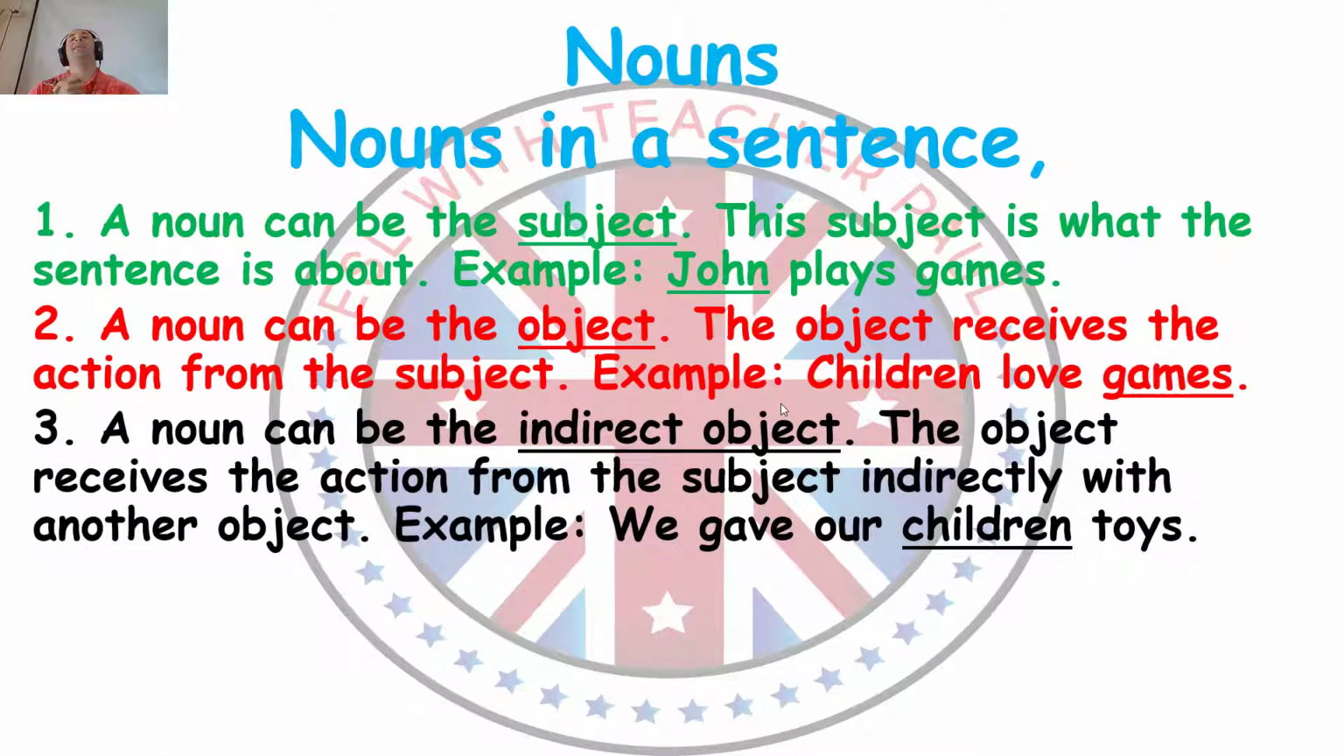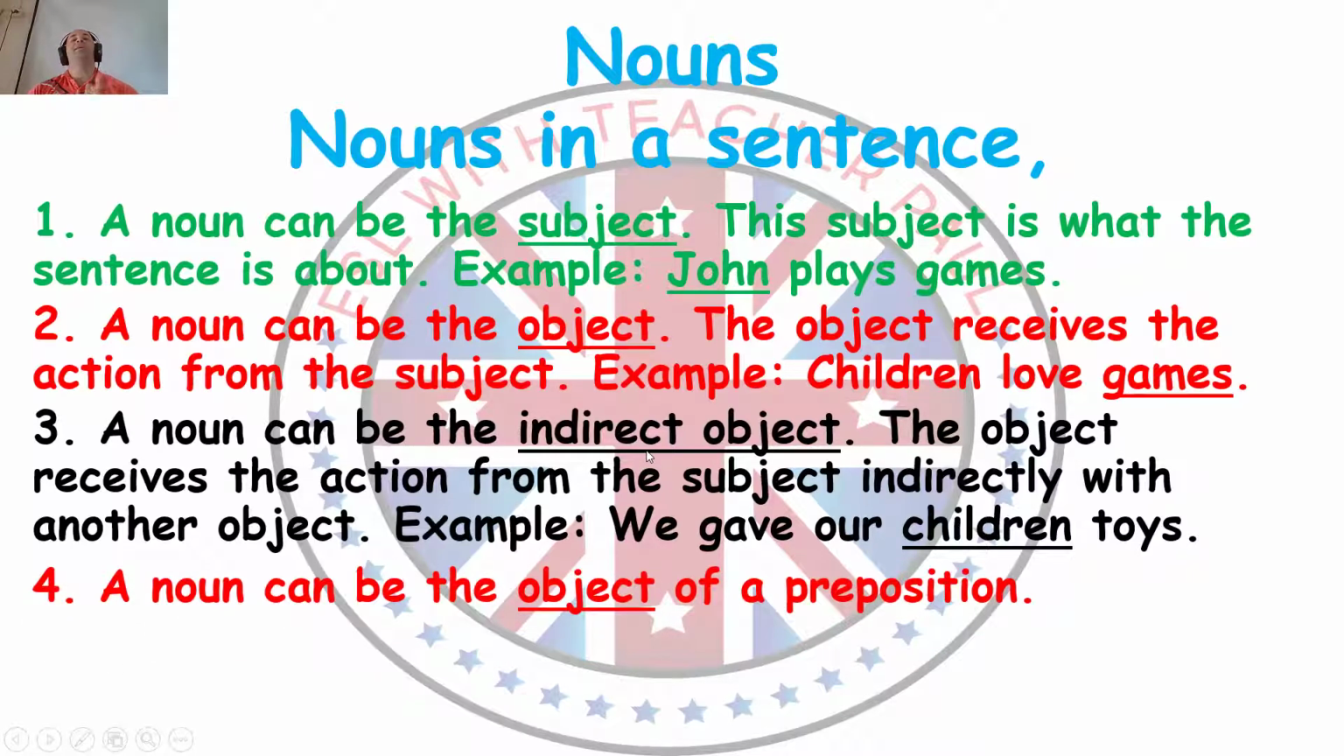A noun can also be the indirect object, and this is an object, but it doesn't receive the action from the subject. But it's in the sentence anyway. An example would be: we gave our children toys. In a simple sentence, you could say we gave toys or we give toys. Subject, verb, object. And then we have an indirect object, which is our children. It's not a subject or an object, it's an indirect object.